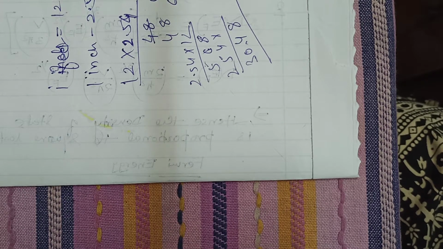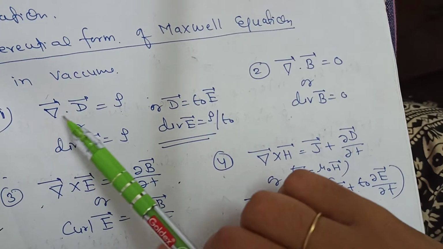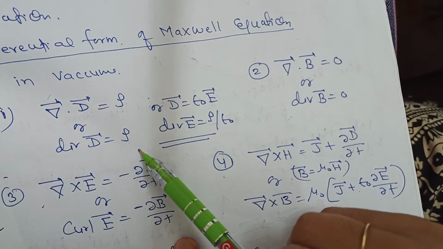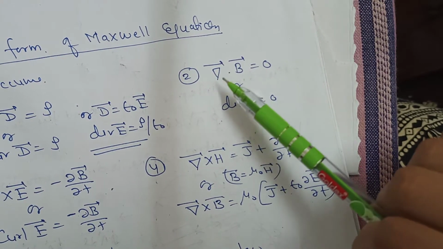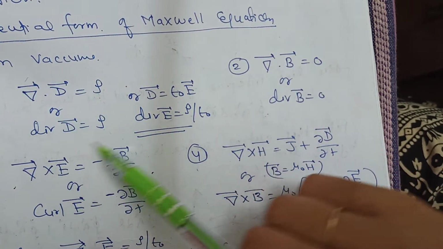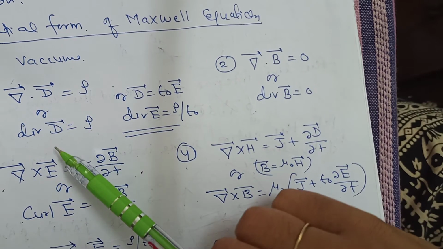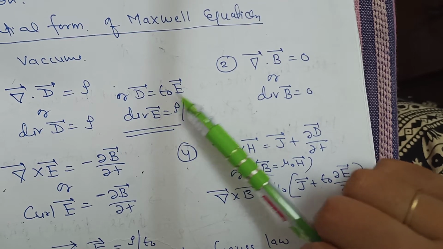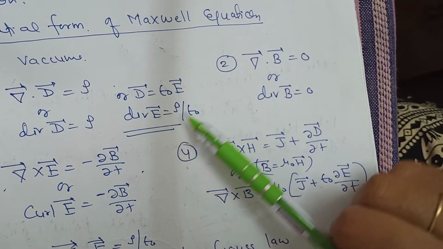Okay, so these are the Maxwell differential equations. First equation: del dot D is equal to rho, or divergence of D is equal to rho. Second one is divergence of B is equal to 0, or del dot B is equal to 0. These two equations are called Gauss's law in electrostatics and Gauss's law in magnetostatics. If we put the value of D as epsilon naught E, where epsilon naught is the permittivity of free space, we get another form of the first equation, that is divergence of E is equal to rho by epsilon naught.